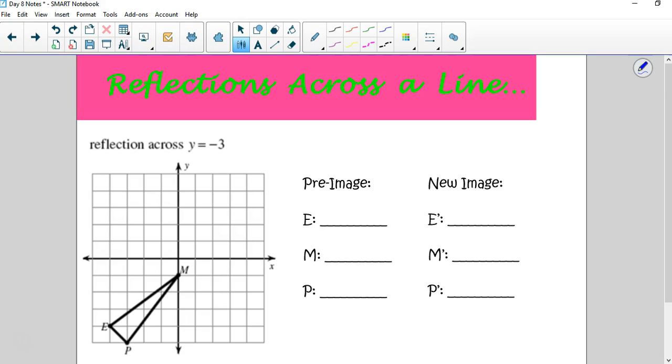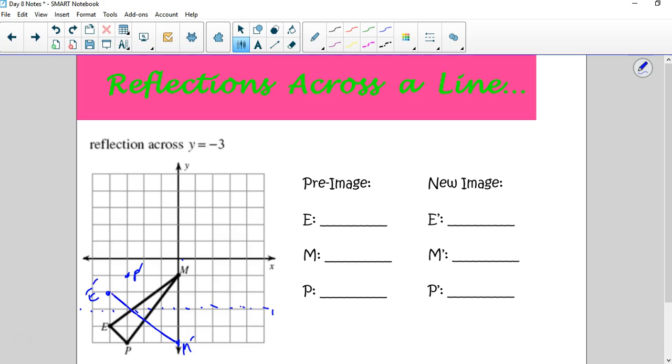Y equals -3. Well, once again, we go to y equals -3. 1, 2, 3. And we put some kind of a reference right there. And now all we do is count up and down. So M is 2 above the line. So M prime is going to go 2 below that line. P is 2 below. So I'm going to go 2 above with P prime. E is 1 below. So I'm going to go 1 above that line with E prime.